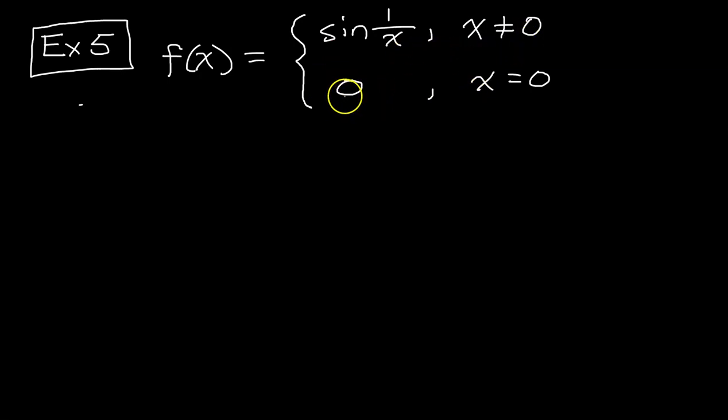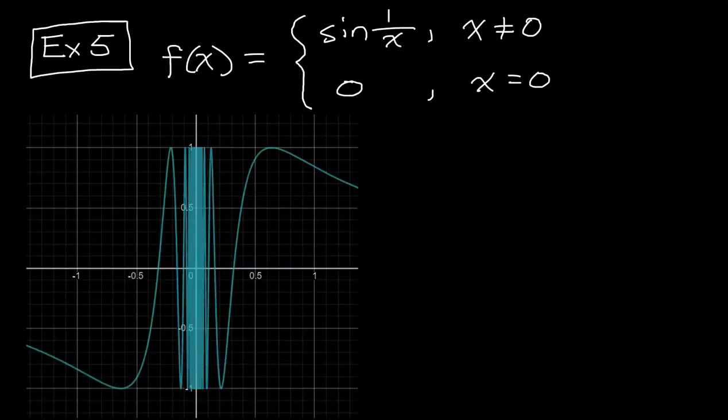At 0, the value of the function will simply be 0. So with that second part, the function f of x is now defined everywhere. There's no value of x for which f of x is undefined. Now, does that mean that f of x is everywhere continuous? Well, not so fast. The function sine of 1 over x is a very interesting function.